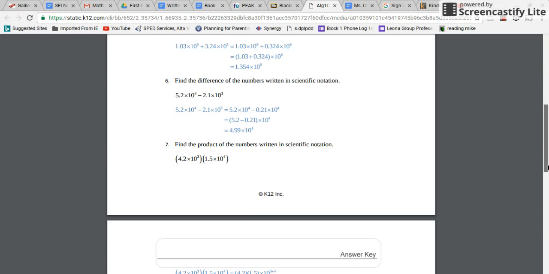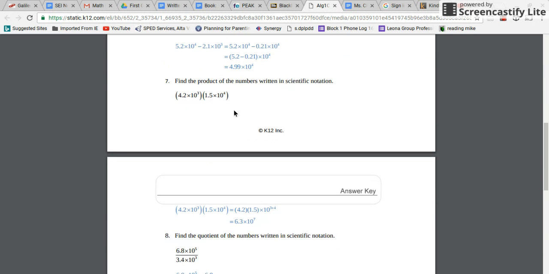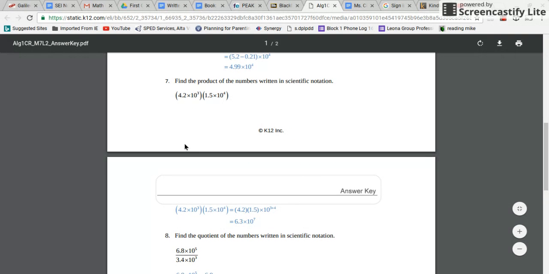Number 7, they want you to multiply. When you're multiplying with scientific notation, you just multiply the regular numbers, the 4.2 and the 1.5. Get a calculator and multiply those two, and you get 6.3. But then for the power, you have to add the exponents. 10 to the third power times 10 to the fourth power. You add the little numbers. 3 plus 4 is 7. So that is your answer.